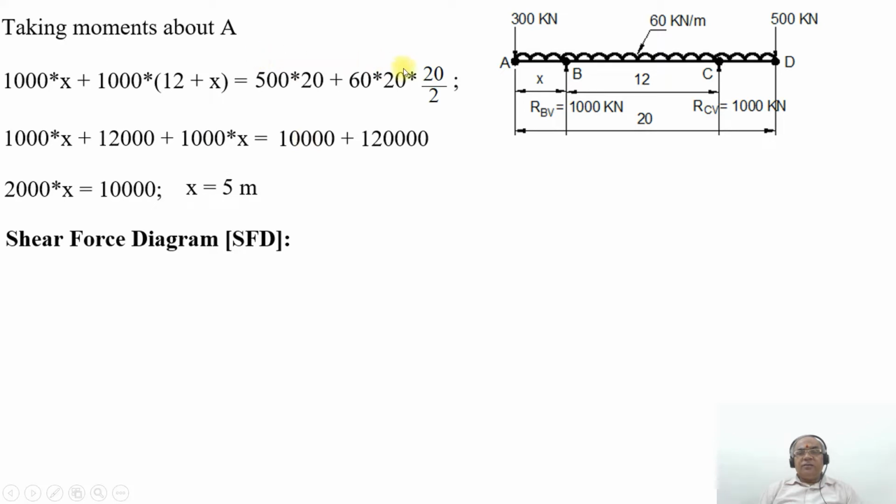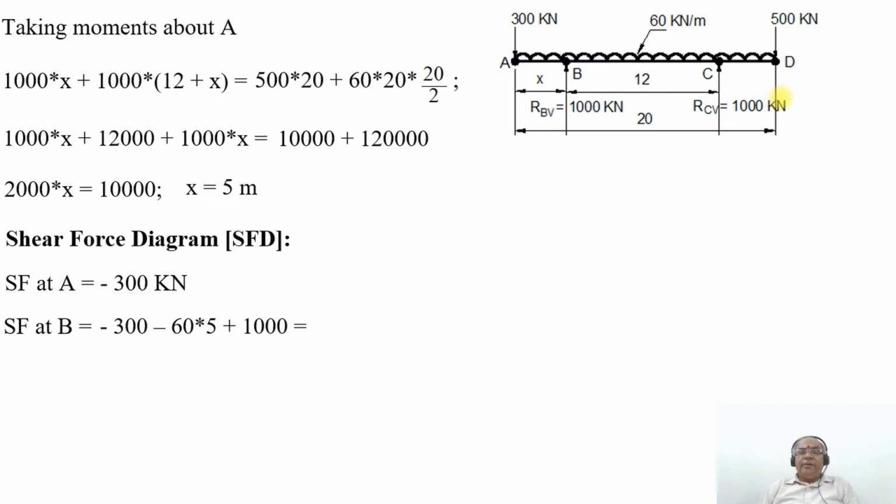So this has become 12, then 12 plus 5 will be equal to 17, and this distance is going to be 3. Now we're going to take up the shear force diagram. SF at A will be equal to minus 300 kilonewton. SF at point B will be equal to minus 300 minus 60 into 5 plus 1000, which is plus 400 kilonewton.